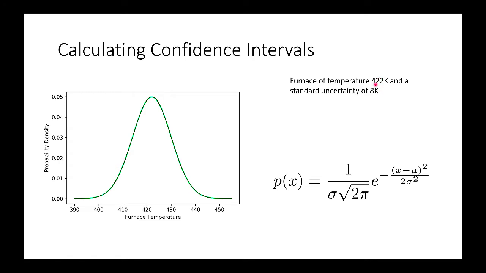Remember, it's not just within 8 degrees of 422 because it's going to be a normal bell curve distribution. It's quite likely to be in that range, but there is going to be some chance of it being much further out. And that's what we're trying to compute.